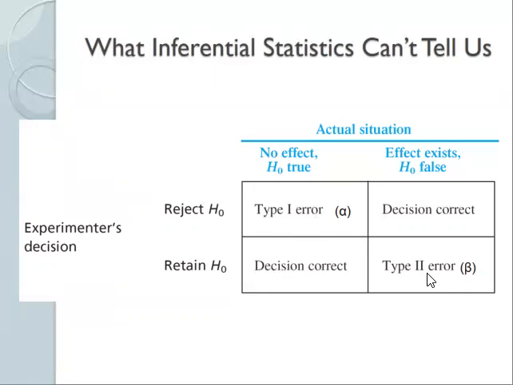Type 2 error is the opposite mistake. In type 2 error, we say that there is no difference, but in reality, there really is a difference. And so type 2 error is a little bit harder to calculate. So it's always important to keep these in the back of your mind.